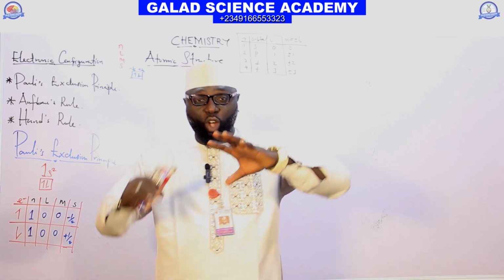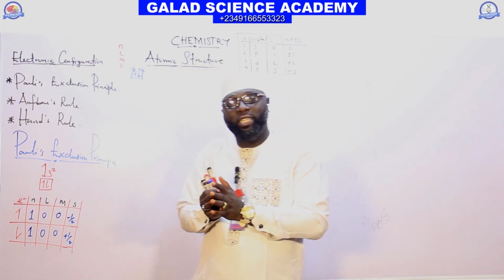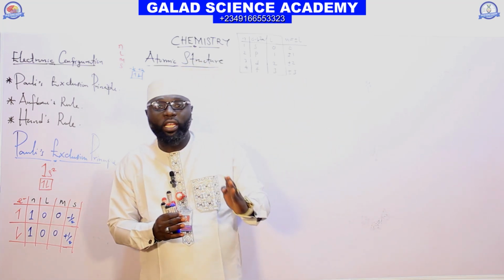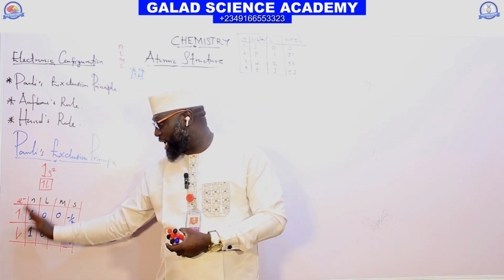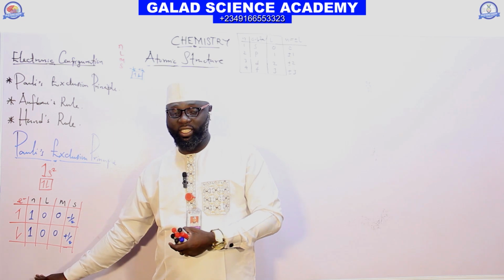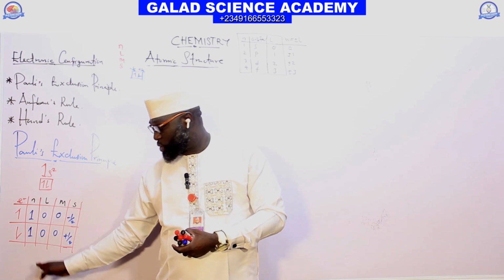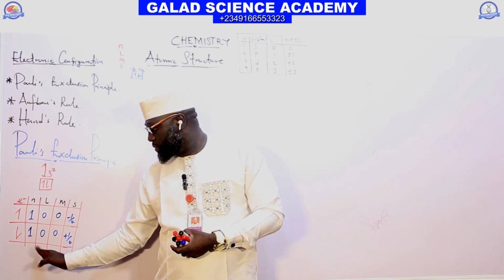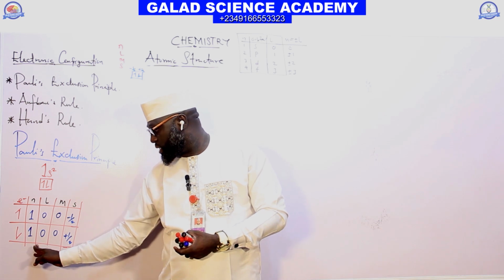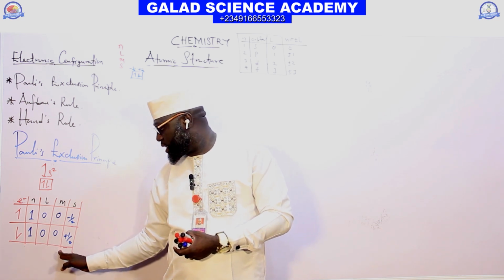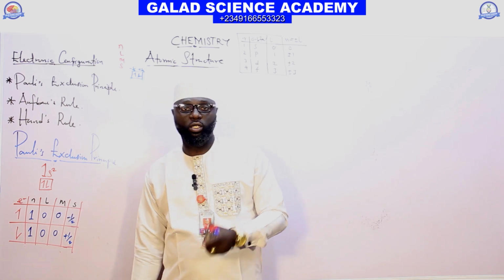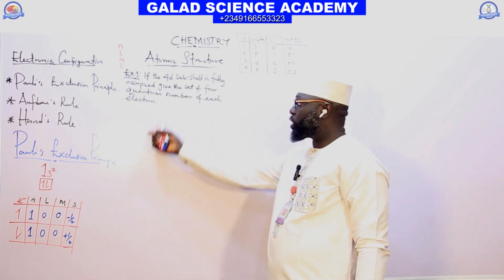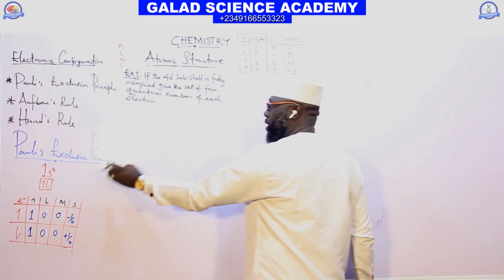You can ask which of the following quantum numbers explains the Pauli exclusion principle? It is spin. If the other quantum numbers are the same, note that the spin will always change.